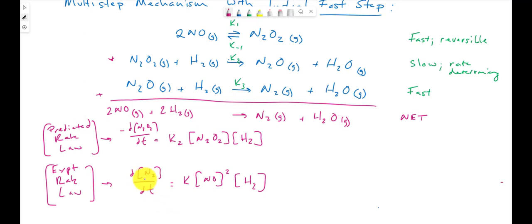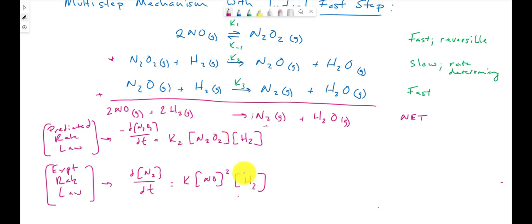And I wrote it in terms of the formation of N2. That's the species right here, just because there's a 1 in front of this, and so it makes our stoichiometry easier. But I could have easily written this in terms of either NO or H2. I just would have had to incorporate a -1/2 here. The important thing is that the rate law that's experimental includes 2 species, but those 2 species are in the actual net reaction. It includes NO and H2.